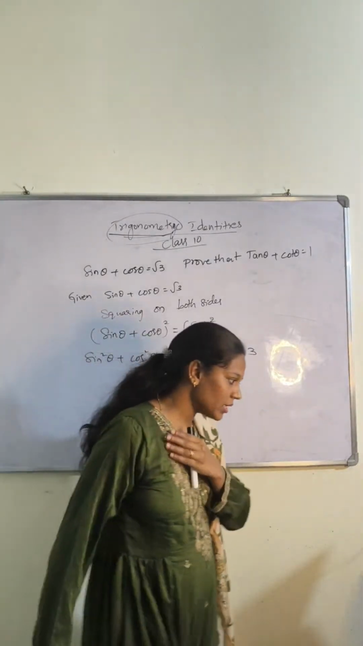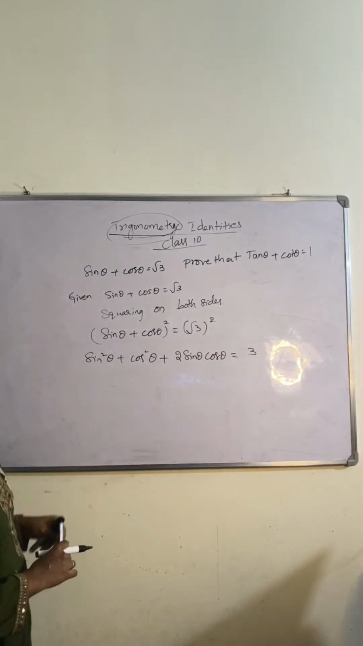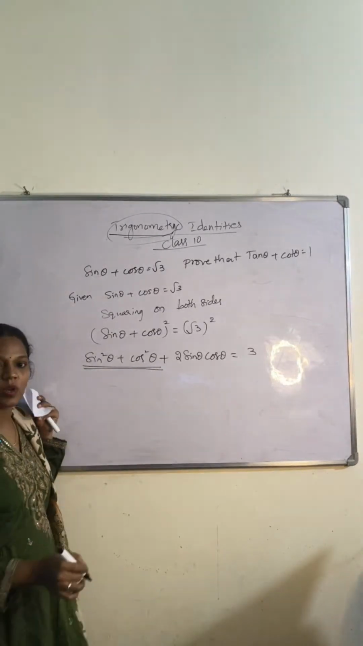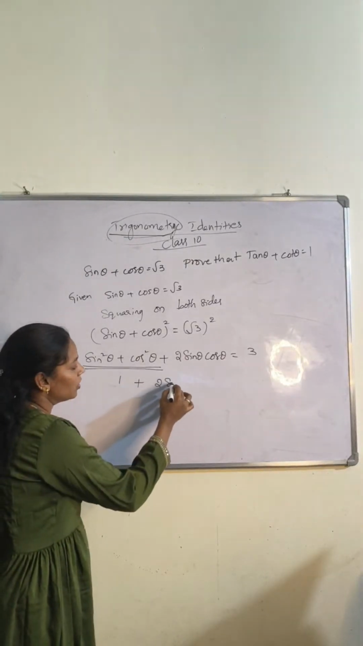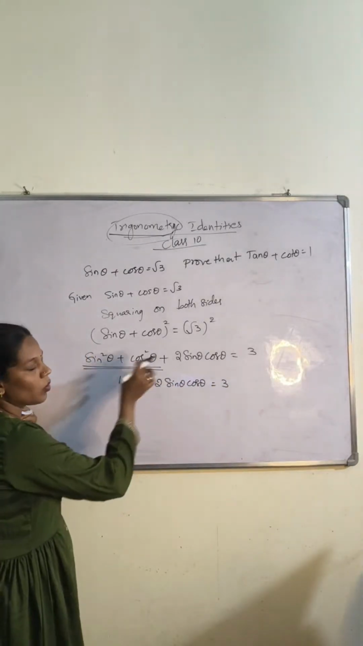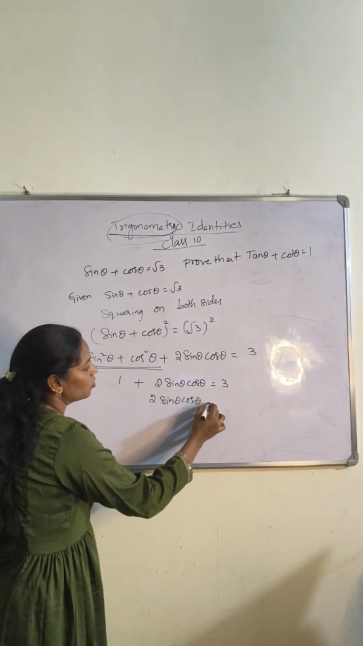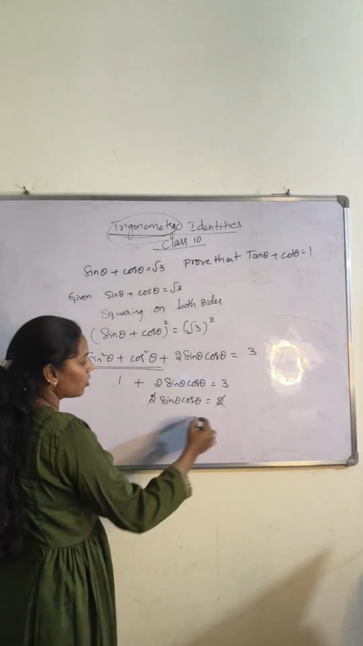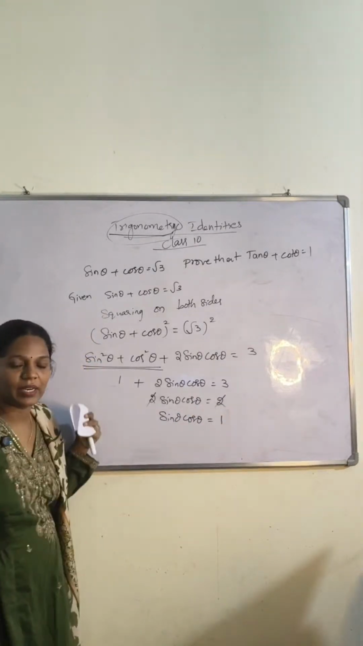Am I audible? Is my voice still breaking, Arnika? I guess no. Fine. And do we know the value of sin square theta plus cos square theta? It is one of the identities. This becomes 1 plus 2 sin theta cos theta equals 3. So transposing 1 to that side, 2 sin theta cos theta equals 3 minus 1, so it will be 2, and 2 cancels on either side. Sin theta cos theta value equals 1 definitely.